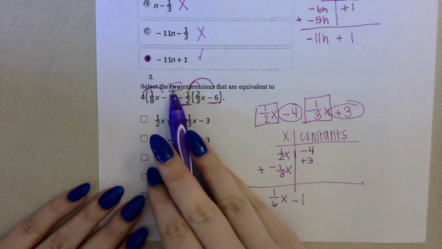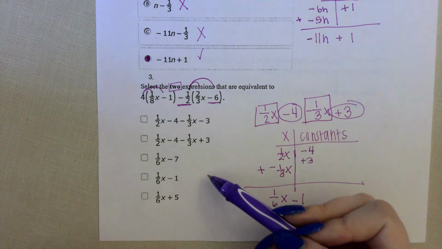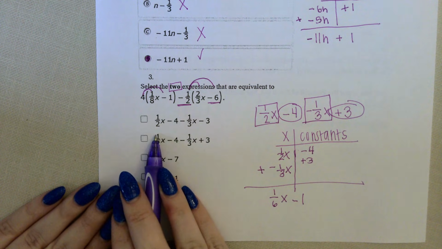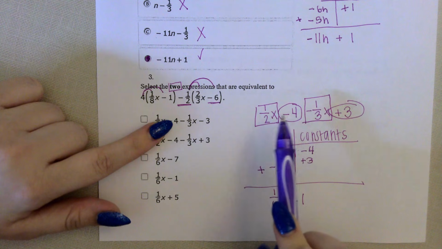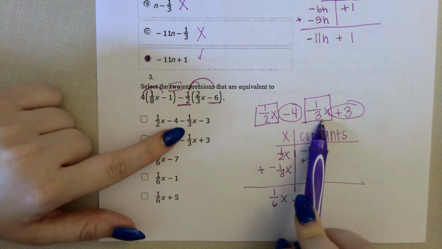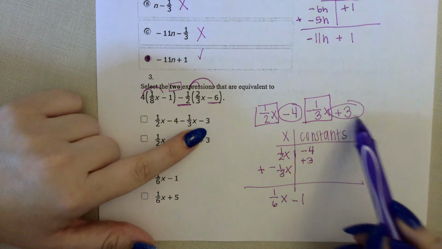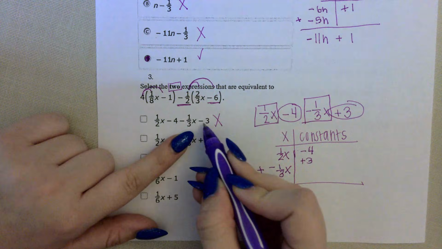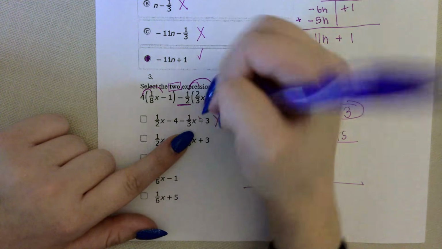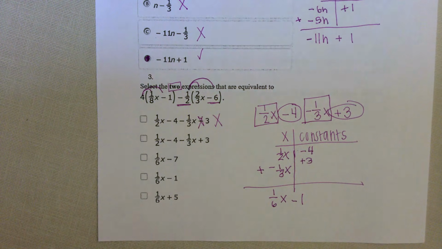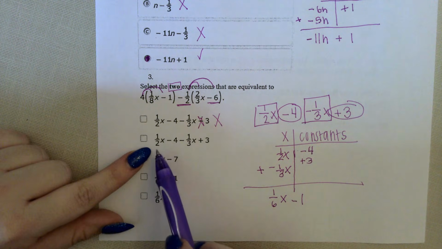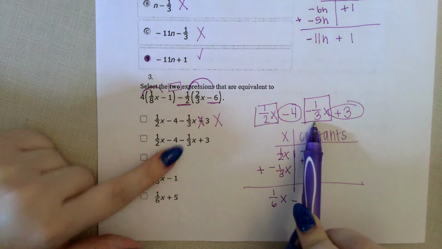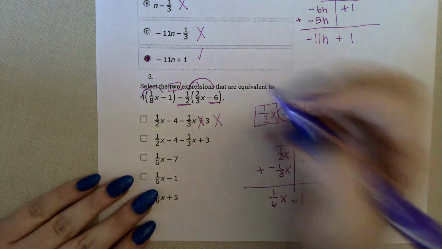So it says select two expressions, so I'm going to go through the list and we're going to say why it does or does not work. The first one, I have 1/2 x, okay, I see 1/2 x minus 4, love it, minus 1/3 x minus 3, okay. So when we combine like terms, we got positive 3. So it does not work because this needed to be a positive or an addition, not a subtraction. Let's look at number 2. It says 1/2 x minus 4 minus 1/3 x plus 3. Okay, that one looks like it works.